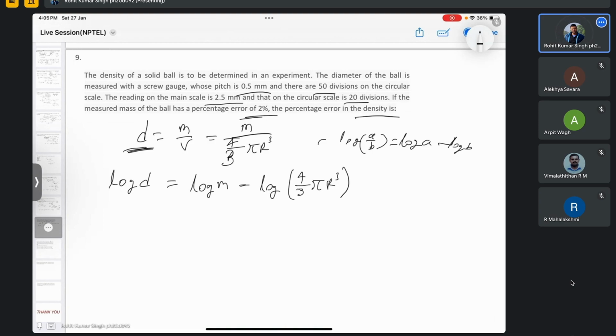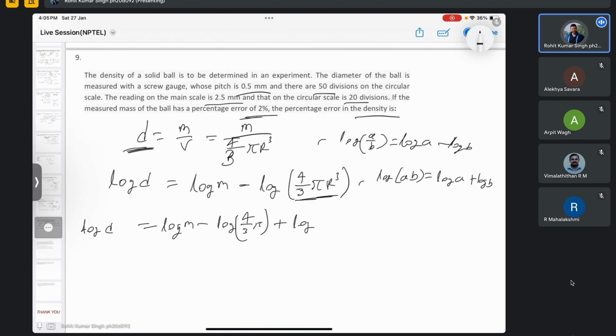Also, if you have log a into b, it is log a plus log b, right? So here you can take 4 by 3 pi outside, so this is just log m minus log 4 by 3 pi plus log of r cube. Now this I did because this is a constant.